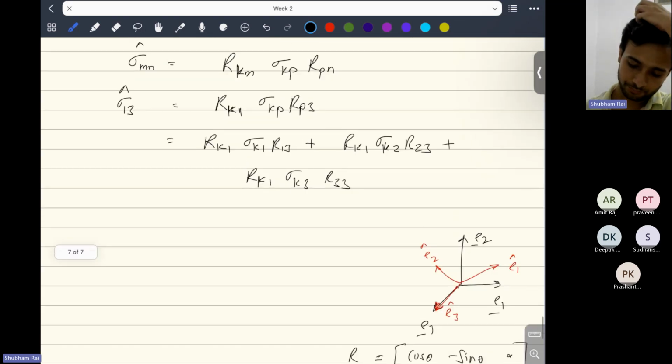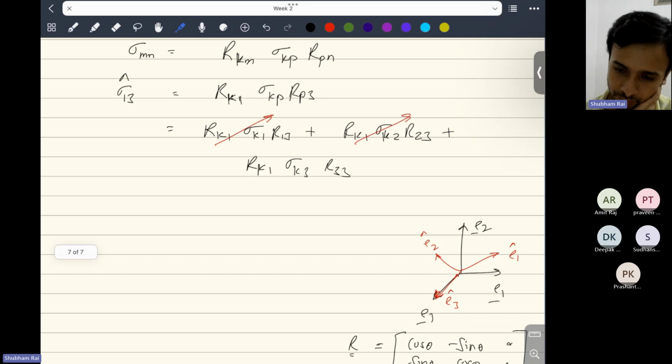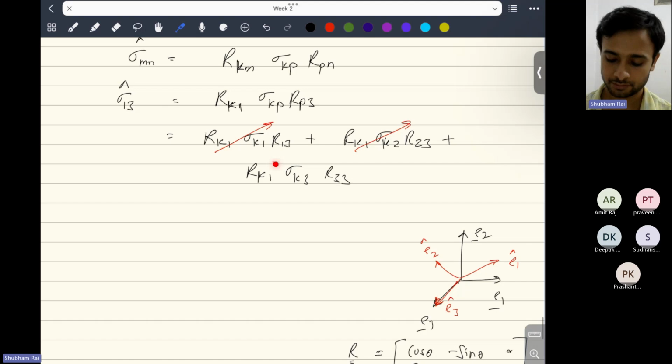Right. So you see here that your R13 is 0. This is your R13 and R23 is also 0. These two terms are going to vanish, right? And this third term, this R33 is 1. Okay. And now you have to sum over this quantity. So this will be R11 sigma 13, right? Plus R21 sigma 23 and R31 sigma 33.